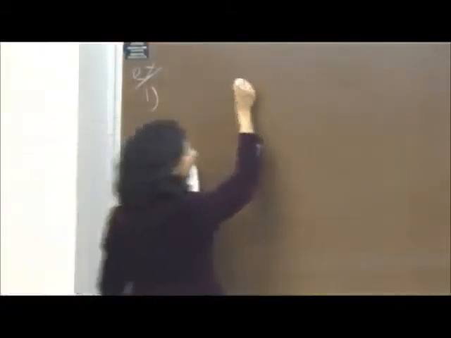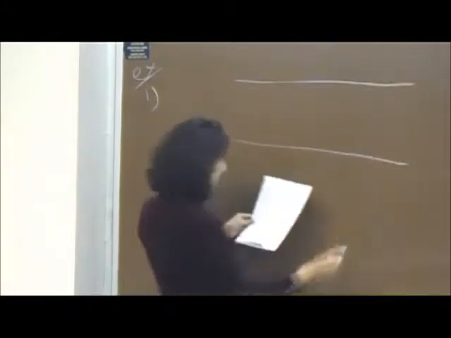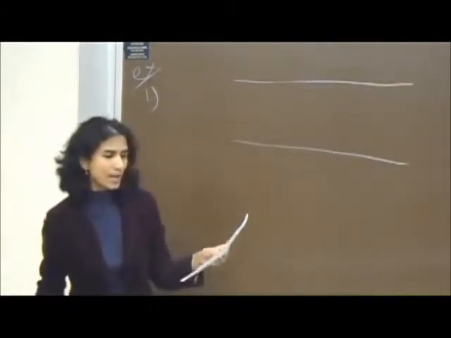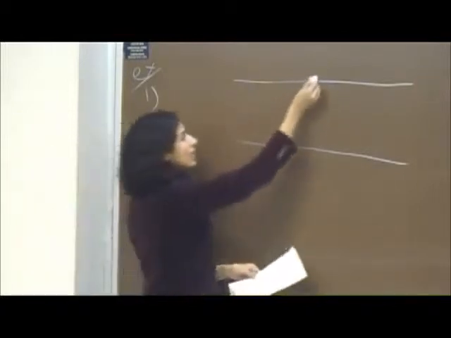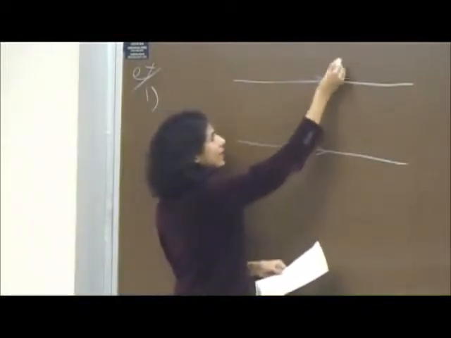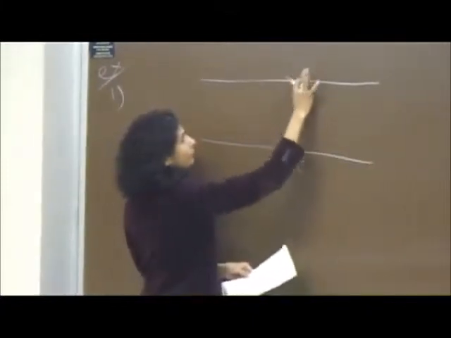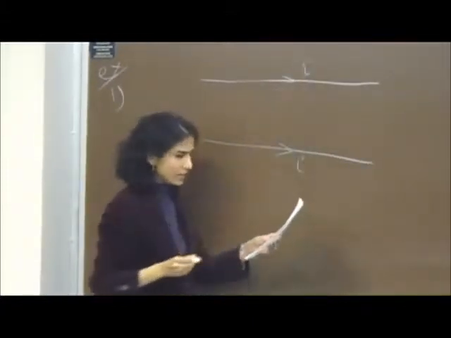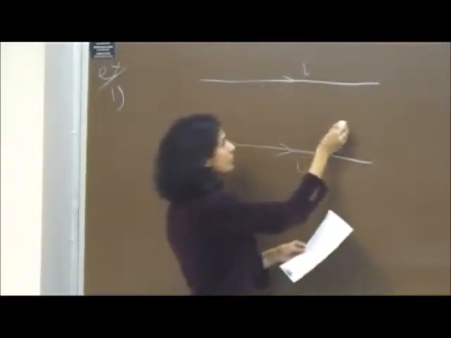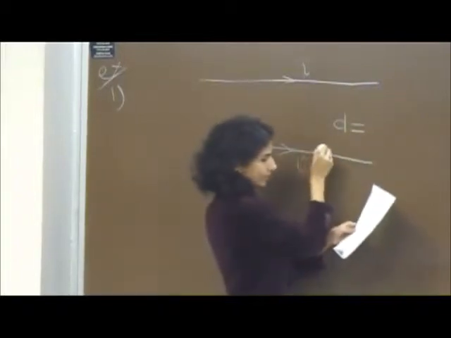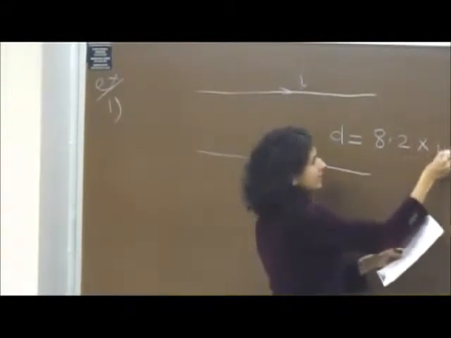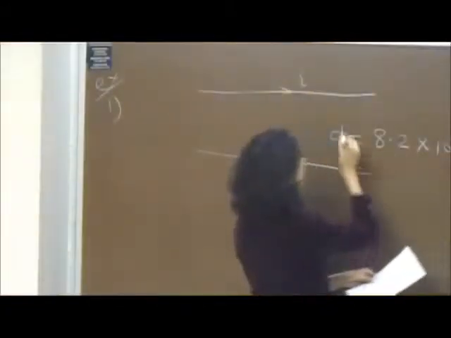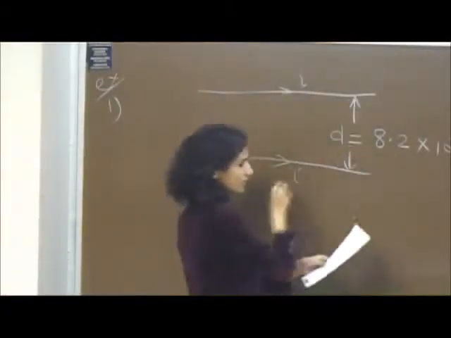This is problem one. So you have two rods like this, and it's saying that the rods are parallel to each other and to the ground, and they carry current in the same direction. And they're carrying the same current, let's call it I. You are given that the distance between the two, D, is 8.2 times 10 to the power minus 3 meters. This is the distance here between these two rods.